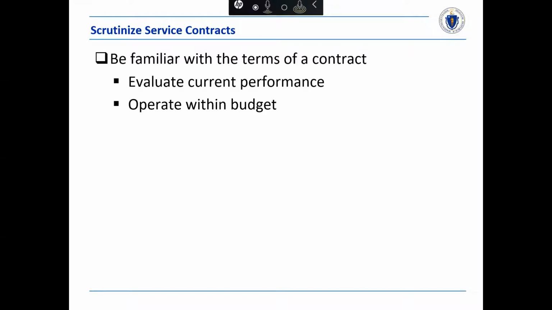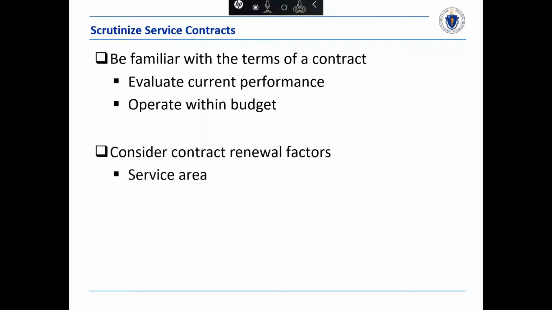General law limits the length of any contract to 3 years. So be aware of potential cost increases on subsequent contracts. Officials should consider potential factors that may positively or negatively impact the renewal costs. Is the service area increasing or decreasing? Is there adequate competition, or are suppliers entering or leaving the marketplace?